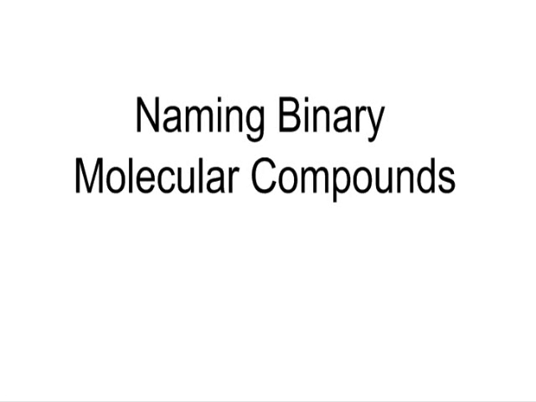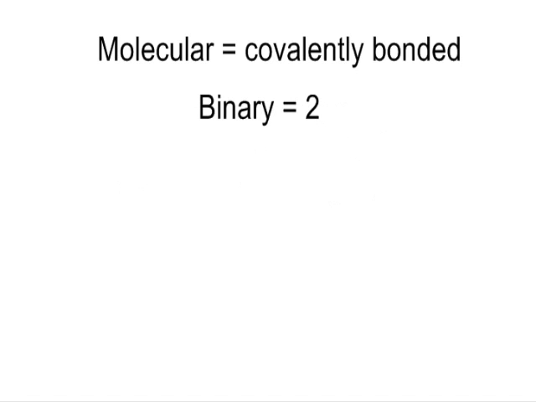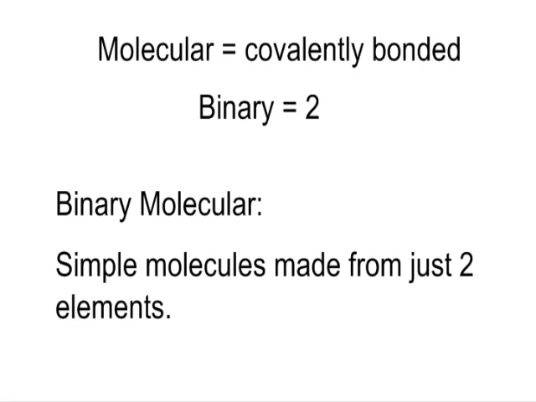In this video, we're going to look at how to name binary molecular compounds. The word molecular, you might remember, means it's got covalent bonds, and the word binary refers to two. So binary molecular means we're going to look at simple molecules made from just two elements.